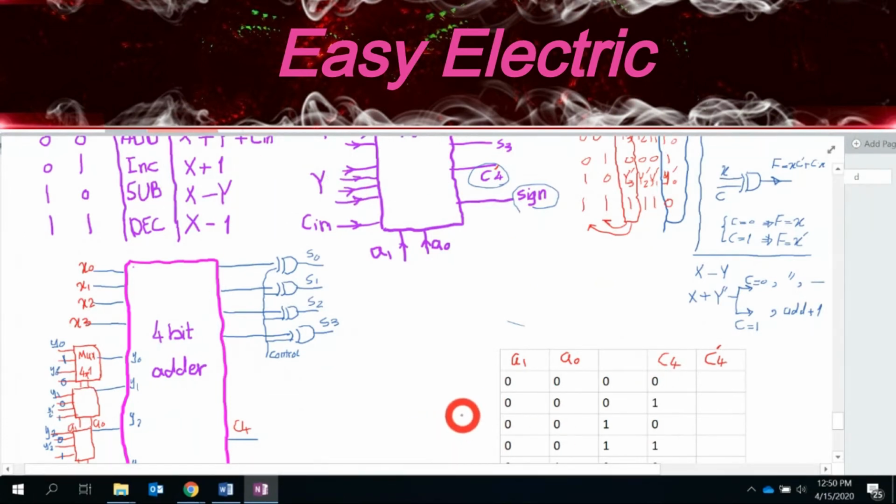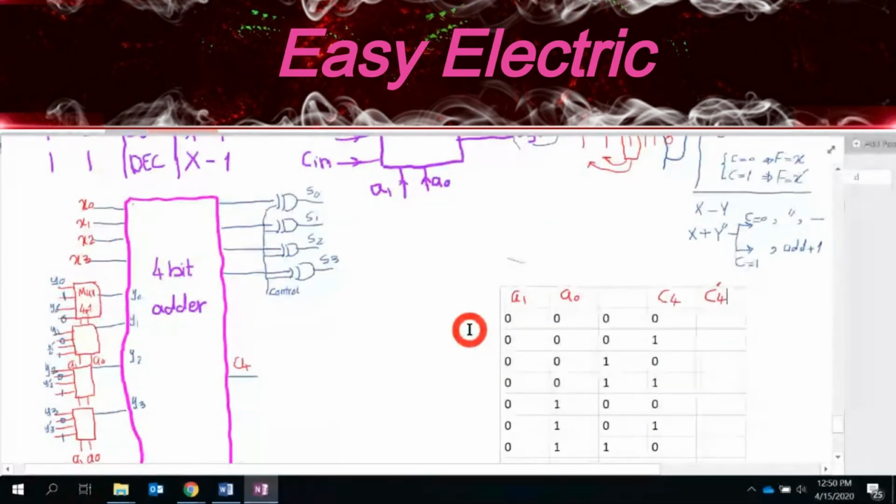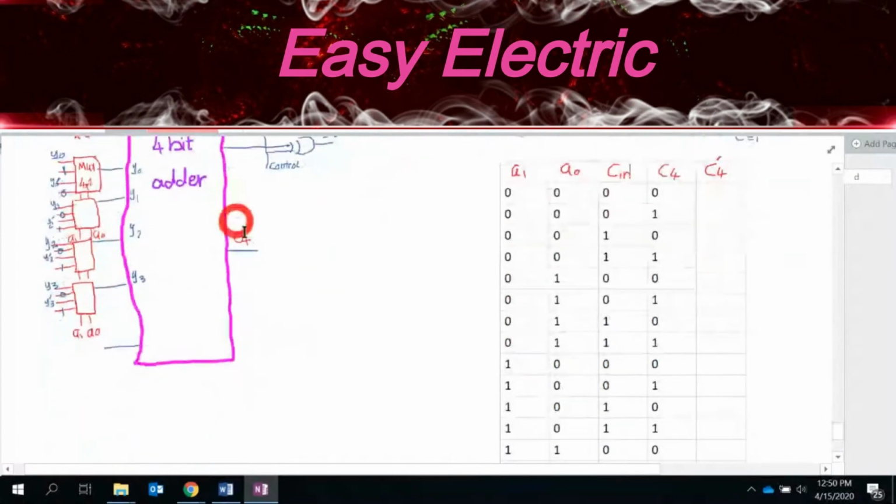So, is C4 related to the C in that we have? Is it C in? The answer is yes. Why? Because if you again check the 4-bit subtractor, whenever you say x minus y, if the carry is 1, you need to add 1. How could you add 1? You connect this C4 that you have here to this C in that you have on your 4-bit adder, right? If you check the structure of the subtractor, we connect this C4 to C in. That's the reason it should be related to this C in.